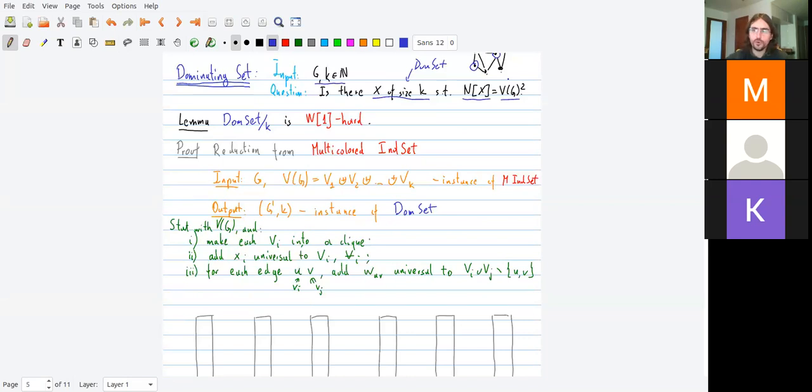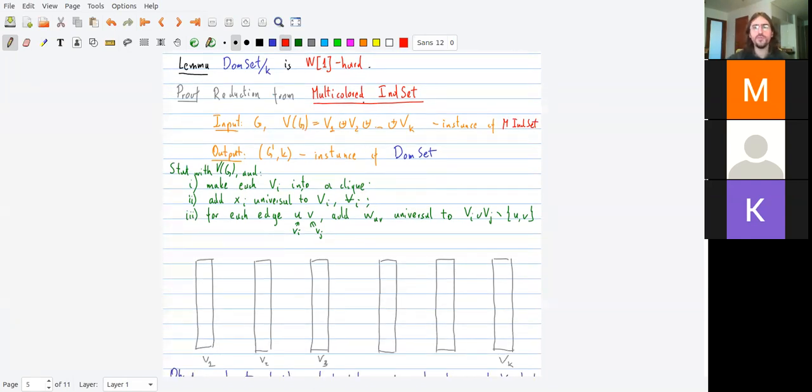So I will now show to you that the dominating set problem parameterized by the budget k for the size of the dominating set is also W1 hard. And this will be a reduction from the multicolored independent set problem that we already know is W1 hard.